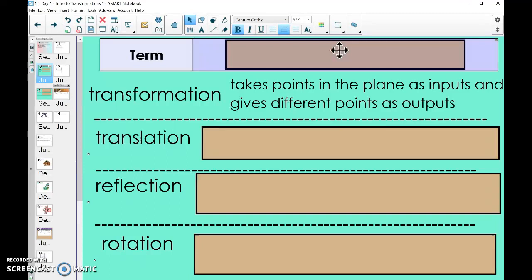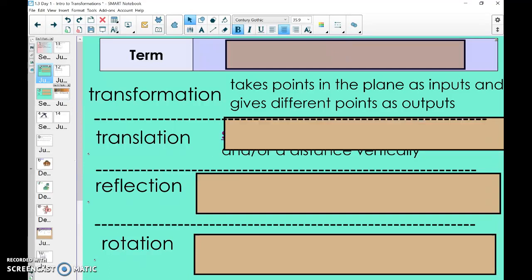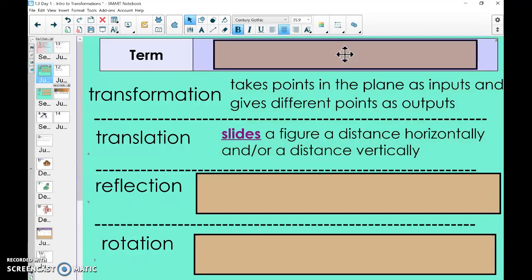The first one we're going to talk about is translation. Now, the key word we want you guys to think of with translation is the word slide. Translation means you slide a figure a distance horizontally and or vertically. Remember, horizontally is either left or right, so you might even want to draw those in. And then vertically is either up or down. So it's just moving the shape on a plane. You're not changing the size. You're not changing the shape of it. All you're doing is moving it across the plane or across the graph.